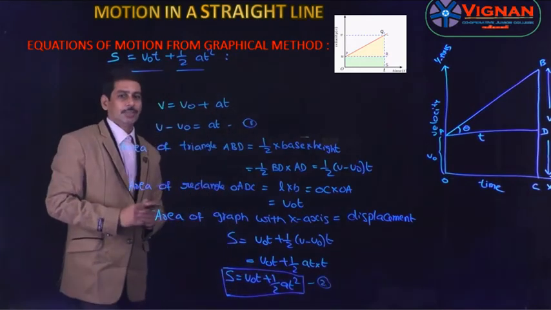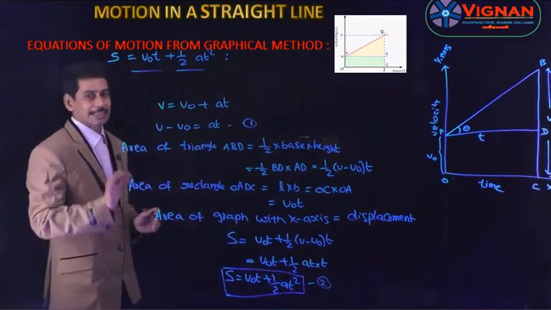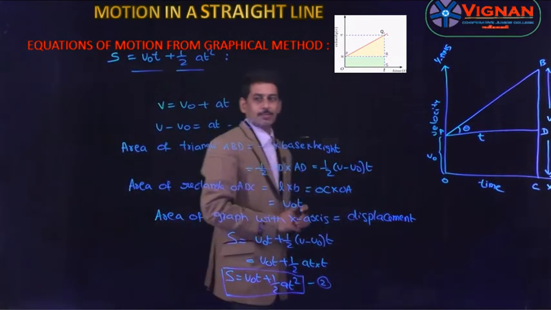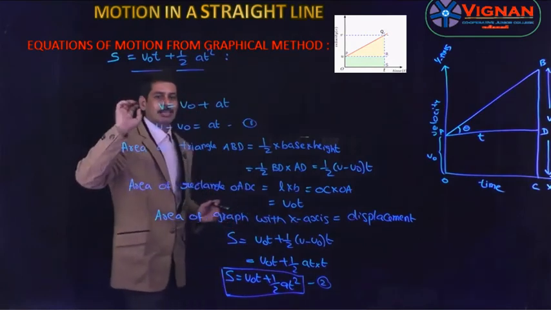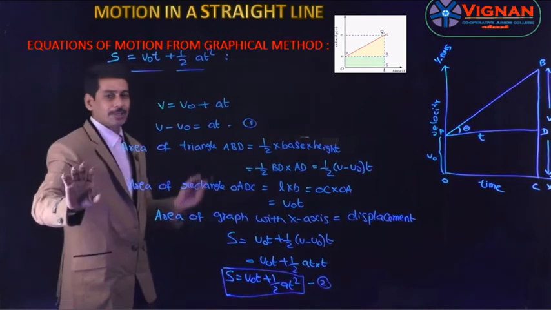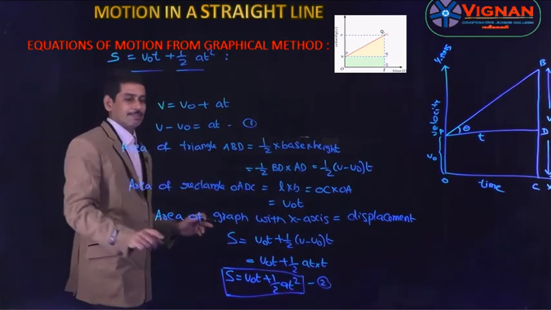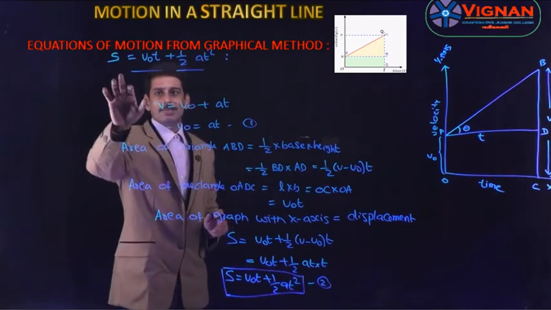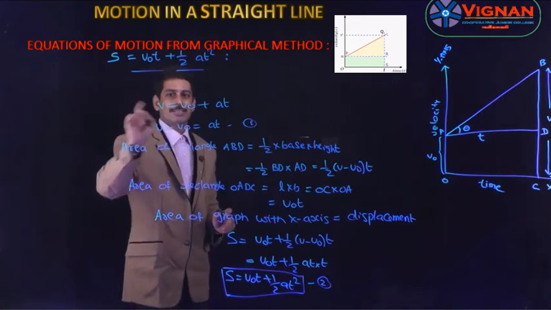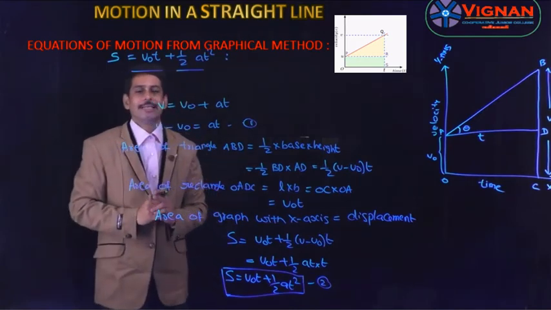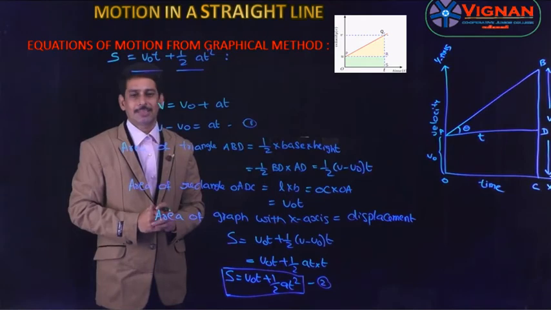Okay students, in this derivation we are finding the area of the graph which is made with the x-axis. For the first equation derivation we found the slope of the graph. The slope of the graph gives the acceleration, whereas the area of the graph gives the displacement of the body. In the equation S is equal to V naught T plus half AT square, S is the distance traveled by the body in time t seconds, V naught is the initial velocity, A is the acceleration produced, and T is the time of travel.